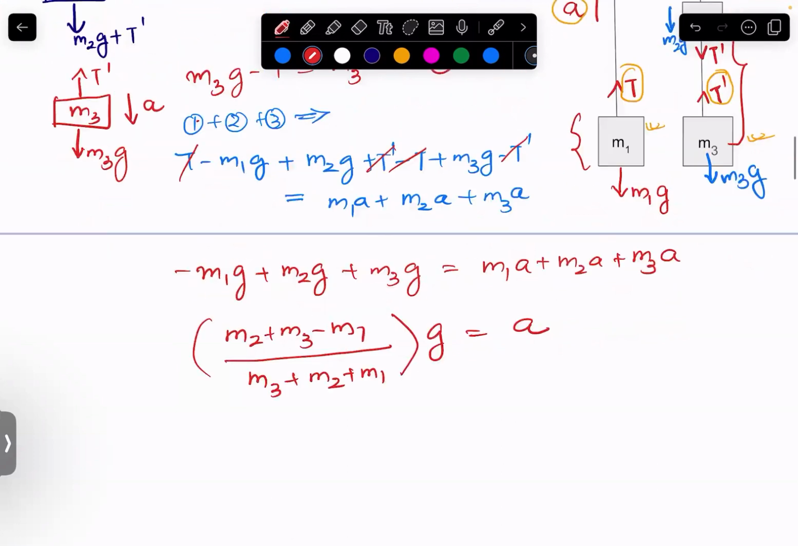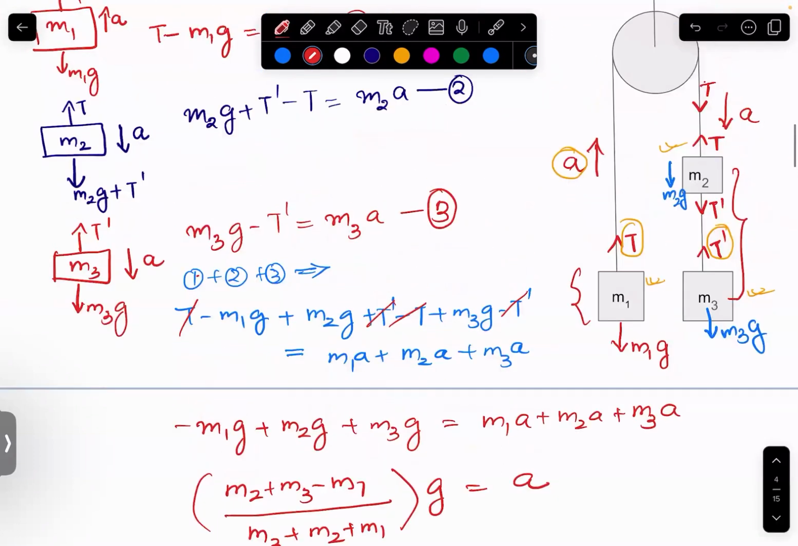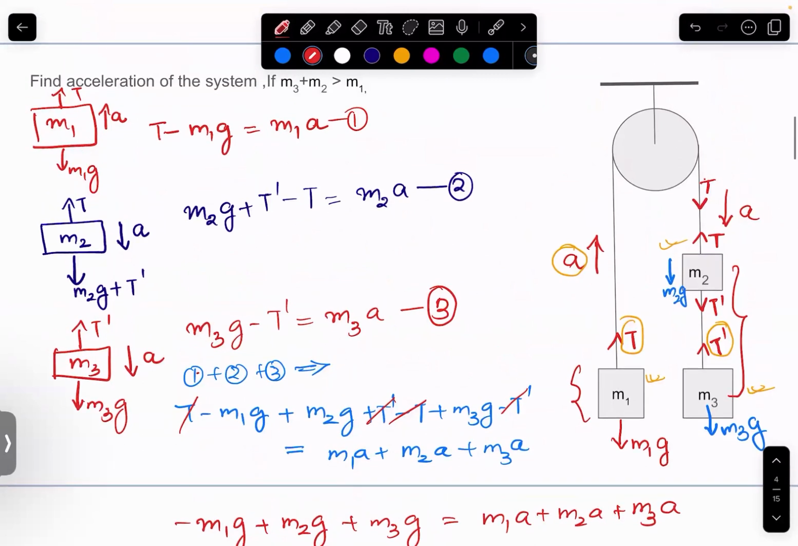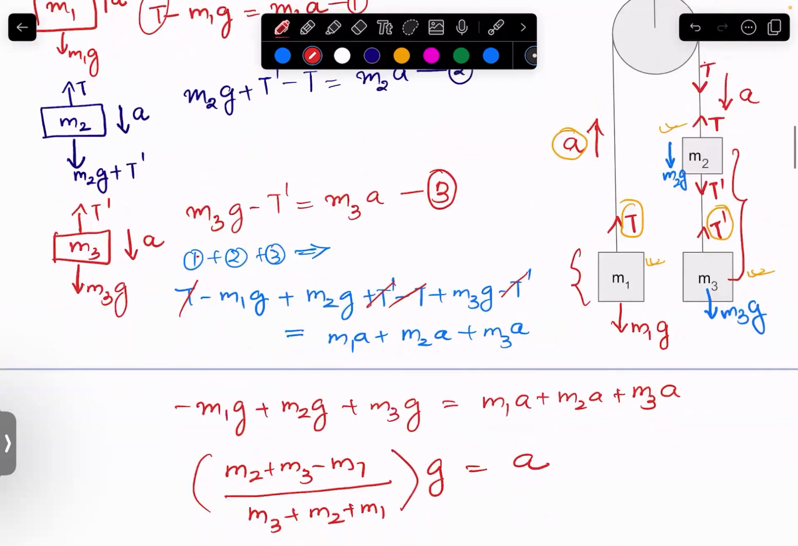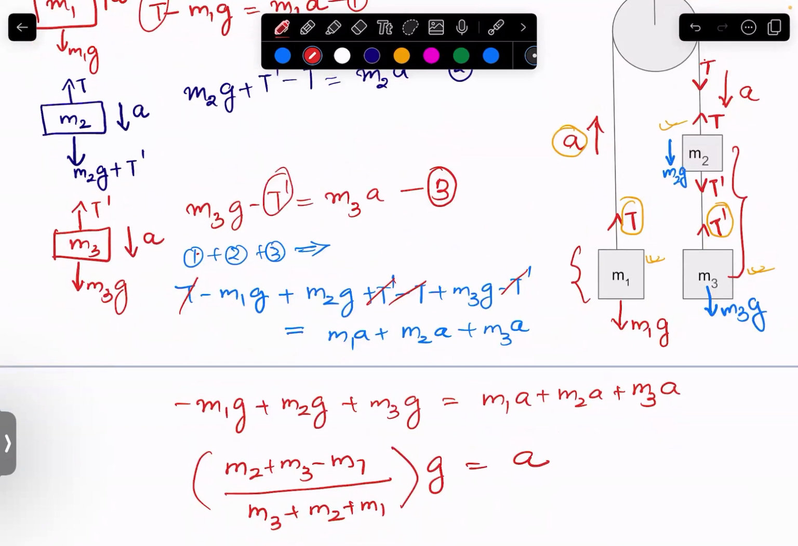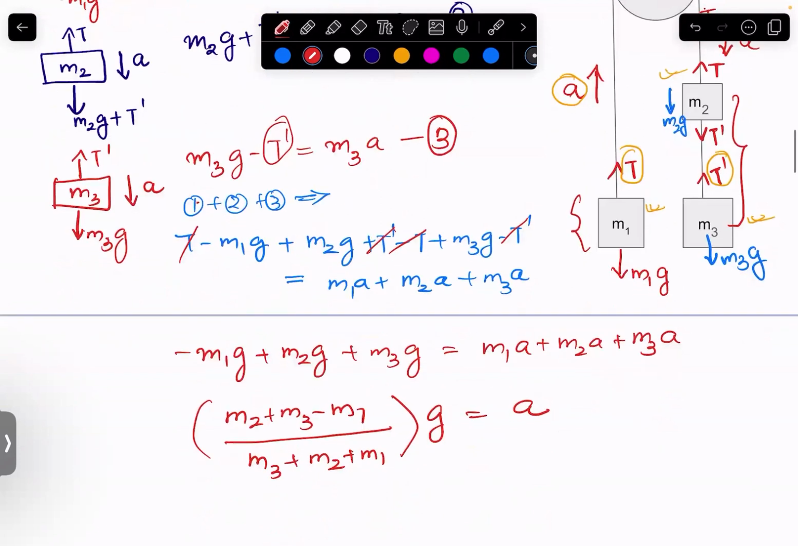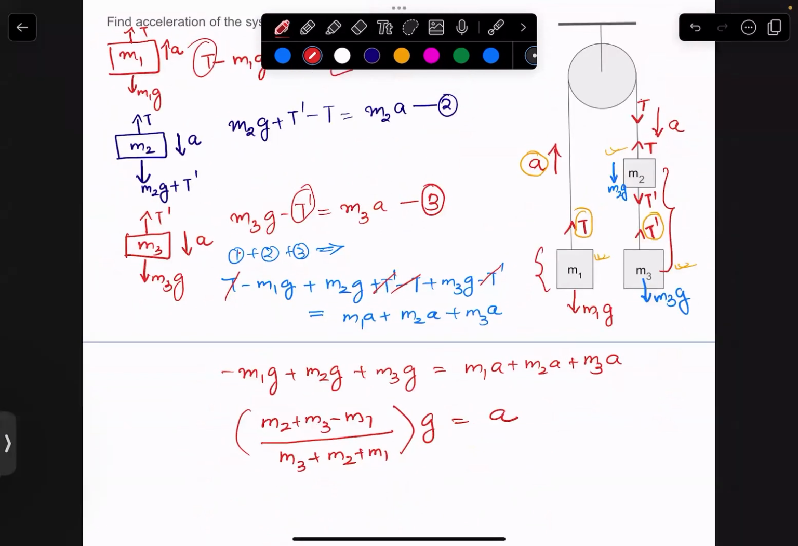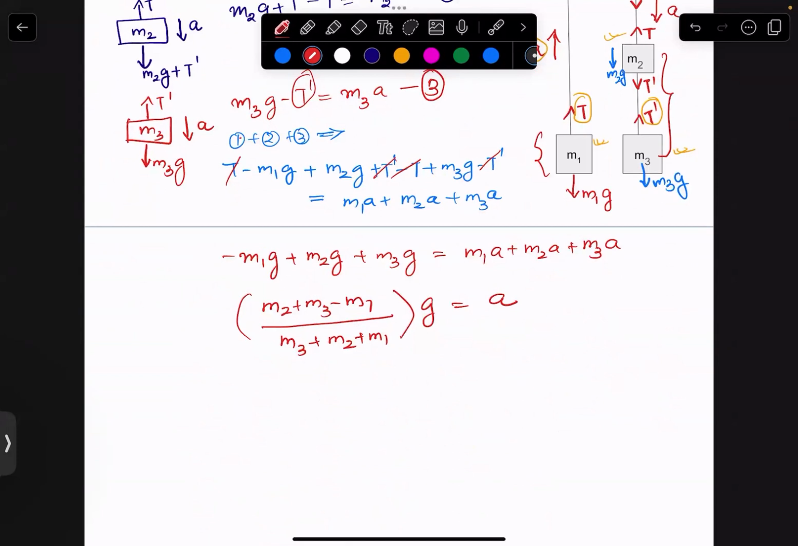And substituting this acceleration, you can get T dash and T. From this equation, if you substitute this acceleration, you will be getting an expression for T. And from this equation, you will be getting T dash also. If you substitute this equation of A into that, we can see that again.